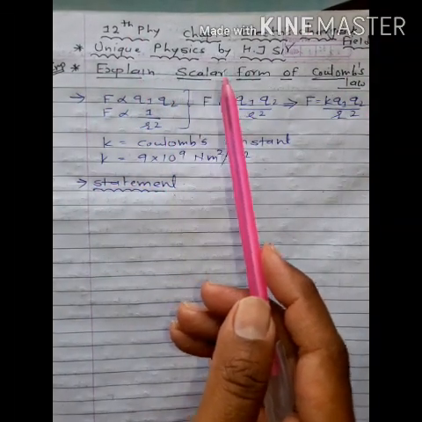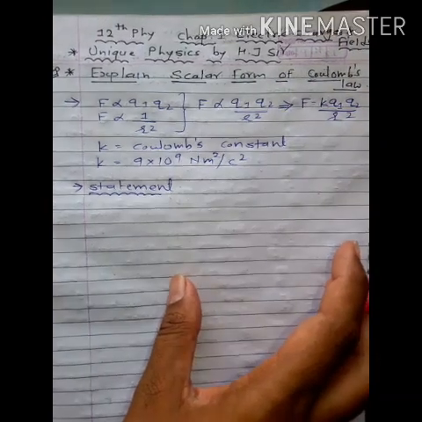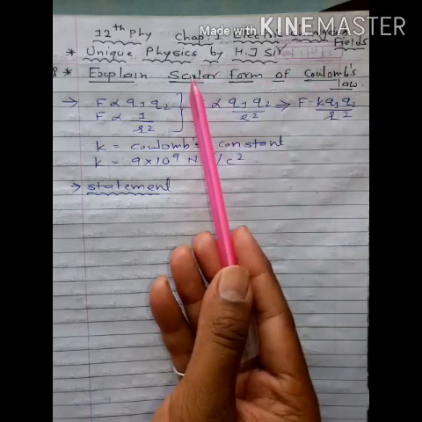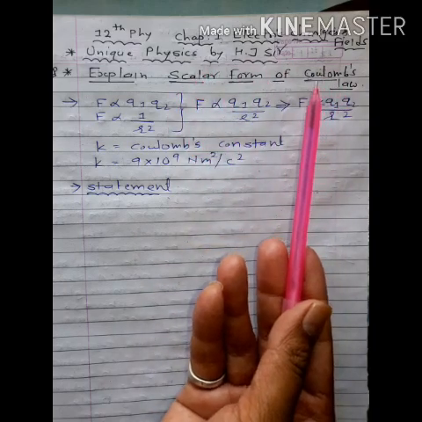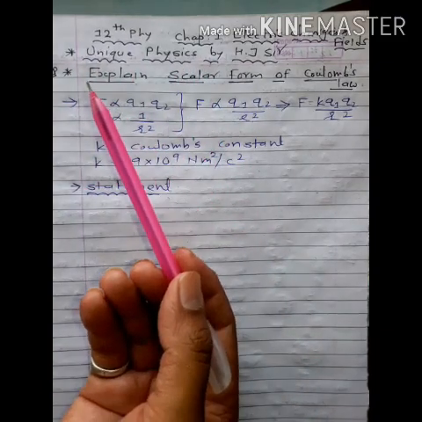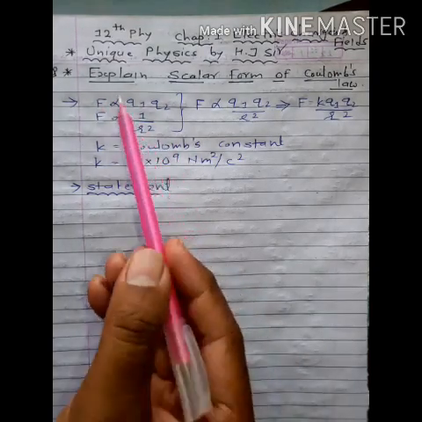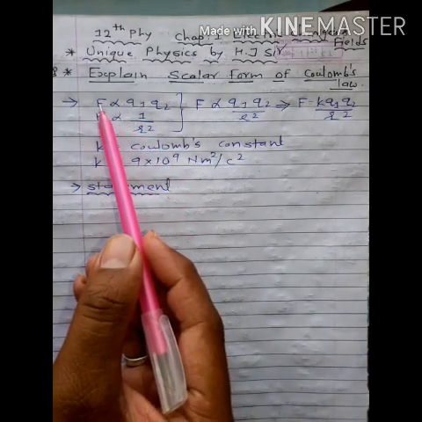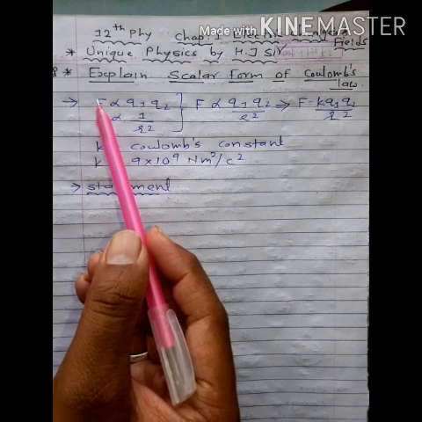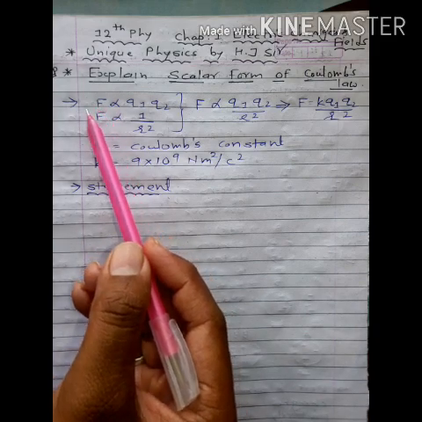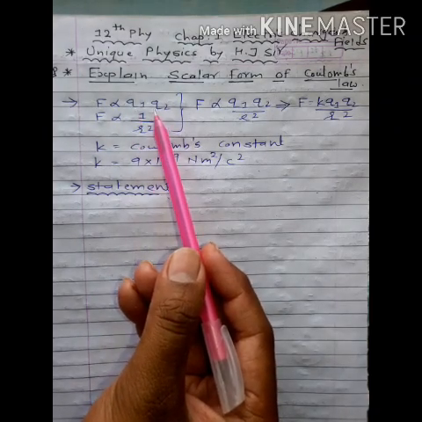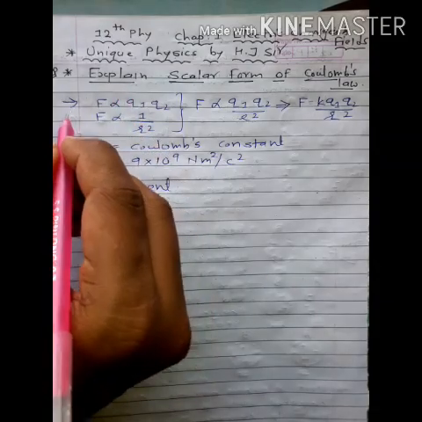Explain scalar form of Coulomb's law. So here we are going to explain only magnitude of Coulomb's law, means scalar form. Now here we will start this question from a standard comparison. F means Coulomb force. It is also known as electric force. So electric force is directly proportional to Q1 and Q2. This is our first comparison.